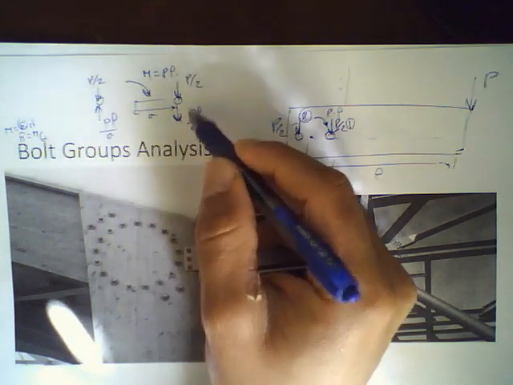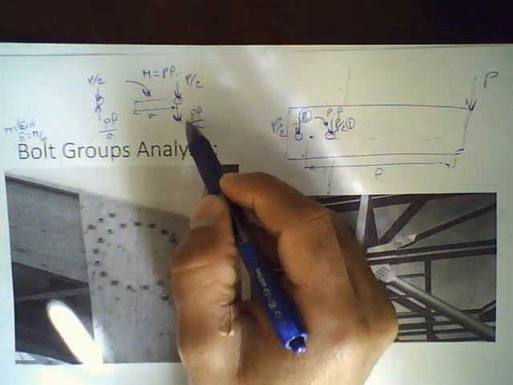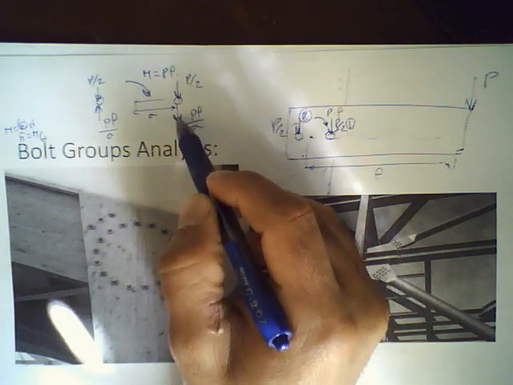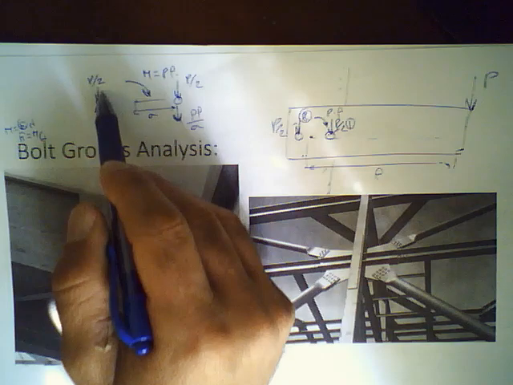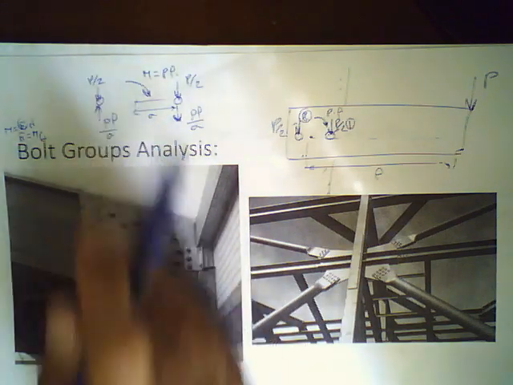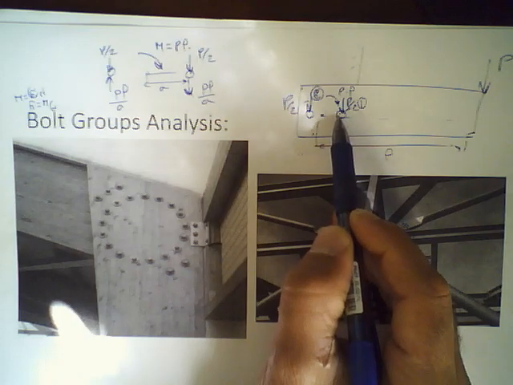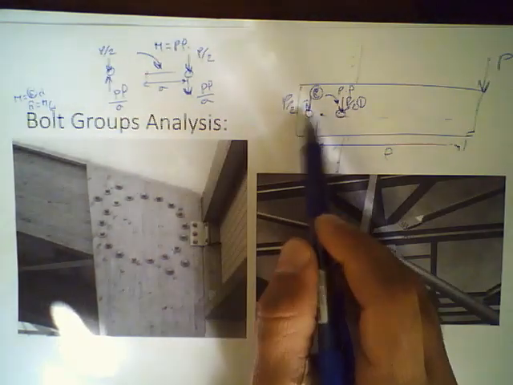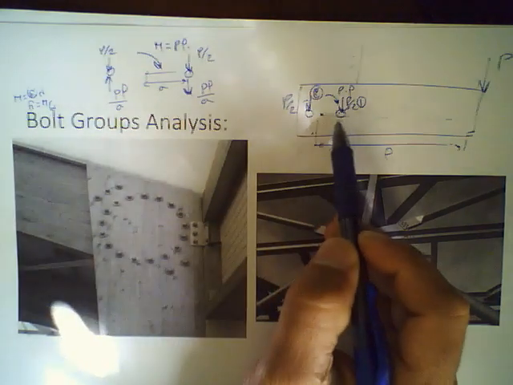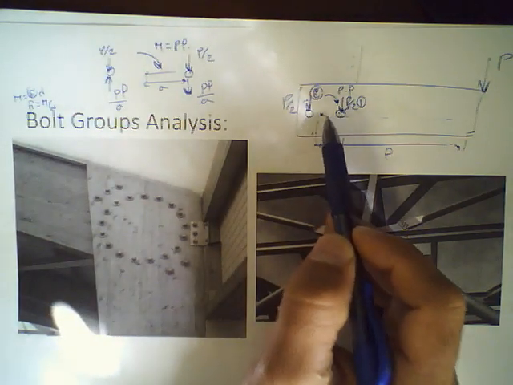Why? Because the shear and the moment contributions are in the same direction, whereas on this end, the shear is acting downward and the moment is acting in the opposite direction. So the bolt closer to the load is going to be the critical bolt, and the one away from the load is going to be the less critical bolt. If this were to fail, then this bolt would fail.